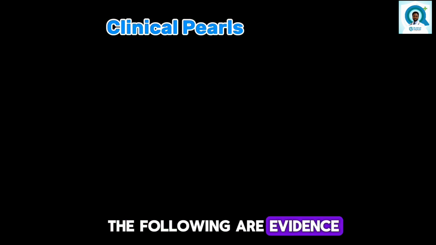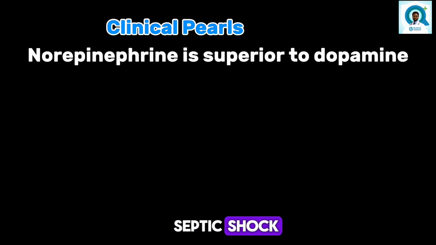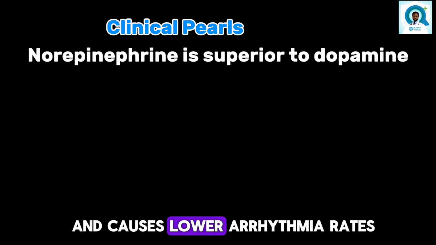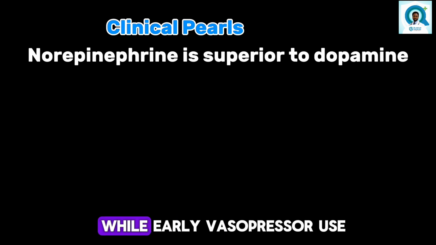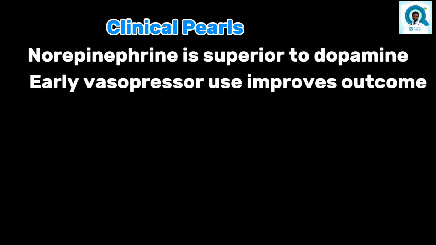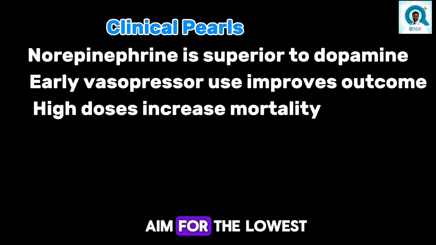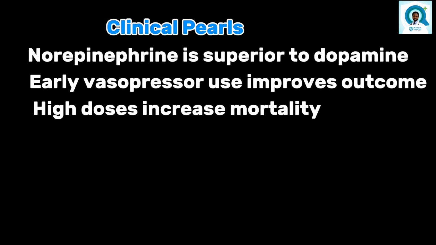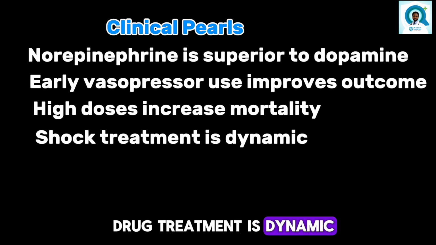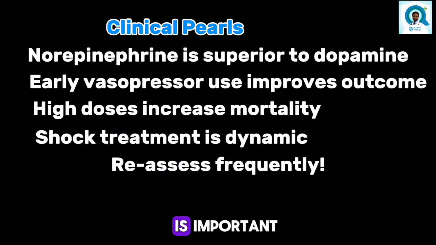The following are evidence-based pearls that should be remembered. Norepinephrine is superior to dopamine in septic shock and causes lower arrhythmia rates, while early vasopressor use may improve outcomes. High doses increase mortality, and therefore we should aim for the lowest effective dose. Shock treatment is dynamic, and therefore frequent reassessment is important.